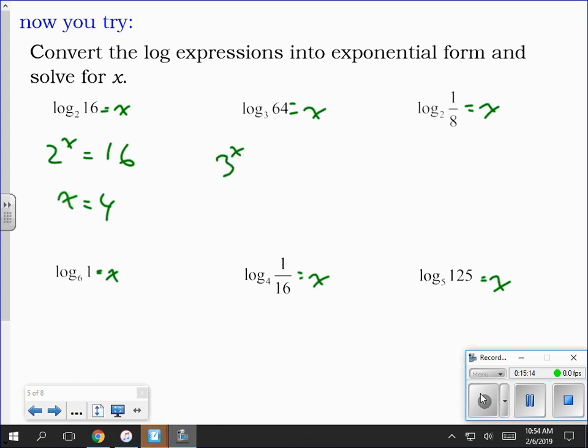3 to the x equals 64. And that's got, well, there is a solution to this problem, but not for a couple of days. We will learn how to solve this problem using logarithms in a couple of days. This is a typo. If it is, no, it's not 4, because 3 to the 4th is 81. 4 cubed is 64.